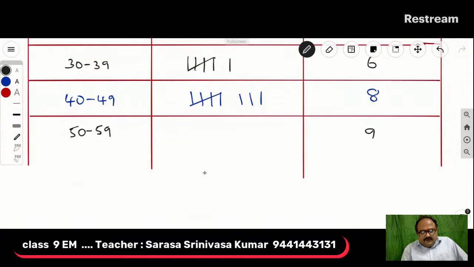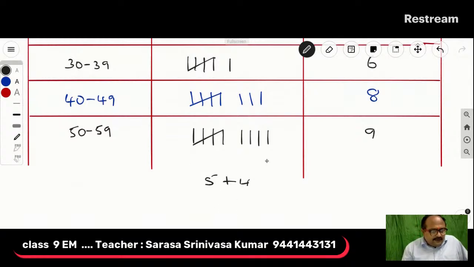So 9 should be written as 5 plus 4. We write the tally marks 1, 2, 3, 4, 5. Again 1, 2, 3, 4. So this is how we write the tally marks.